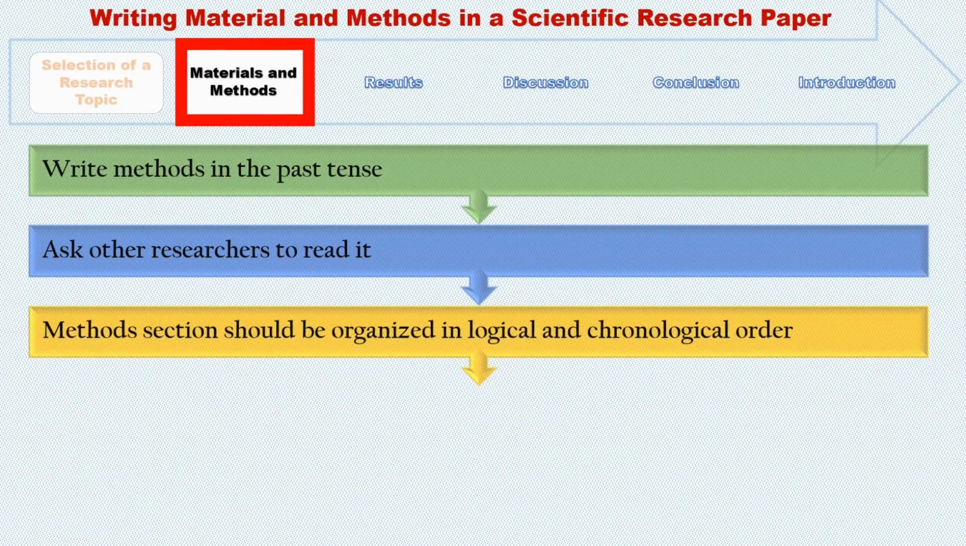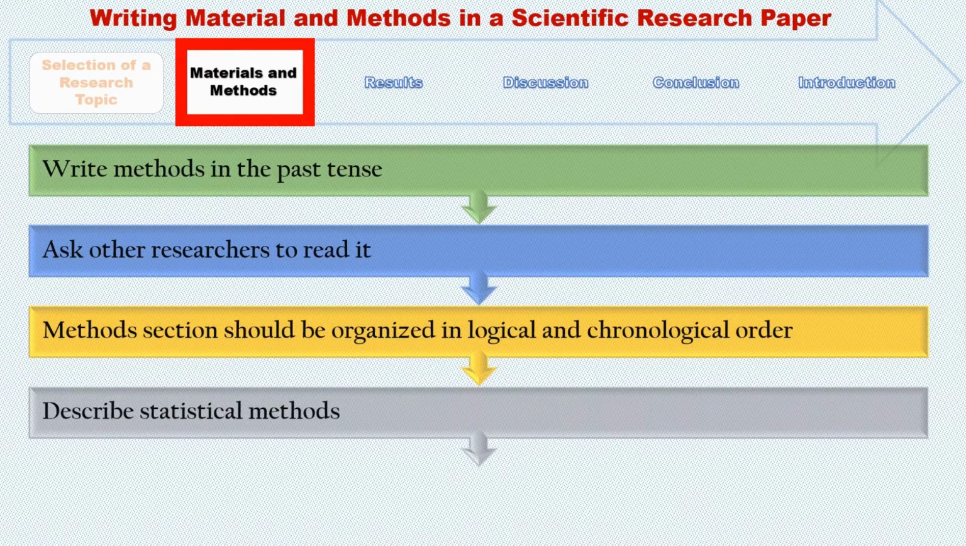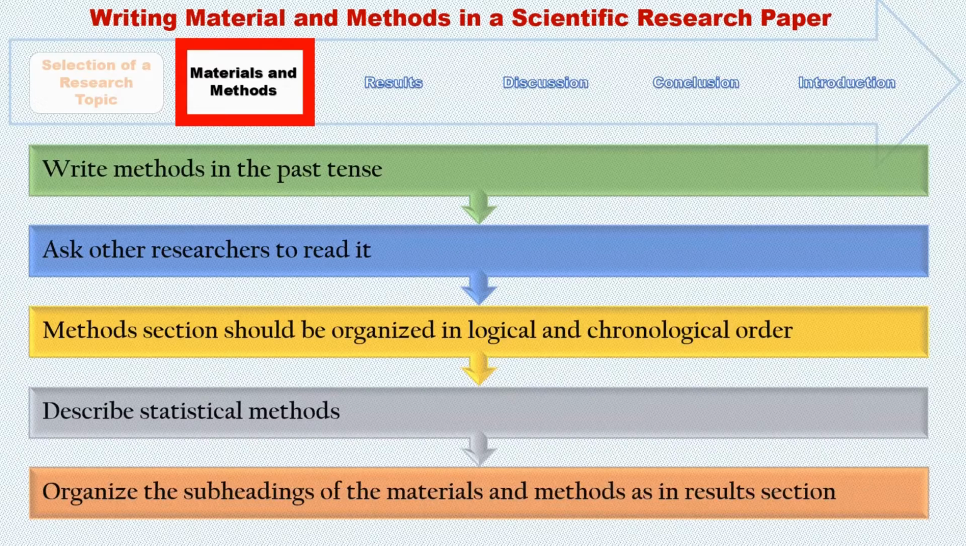The research method should be logical and organized in chronological order. The authors should describe the statistical method used for the data analysis with all relevant details. Moreover, the statistical methods and significance levels should be explained. The subheadings of the Materials and Methods section should be organized in the same order as in the Results section.